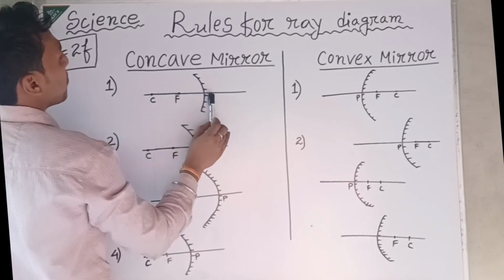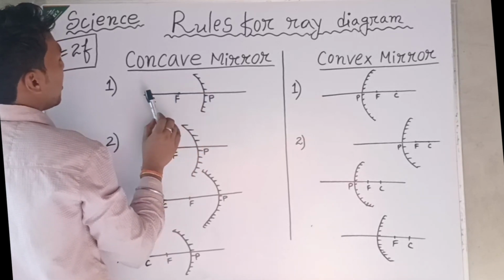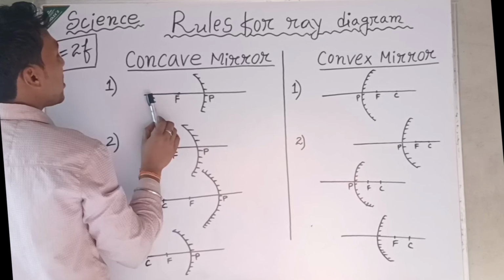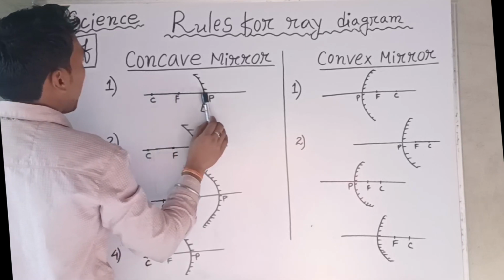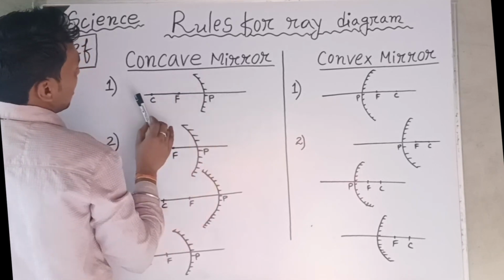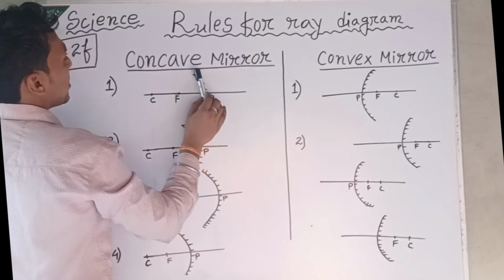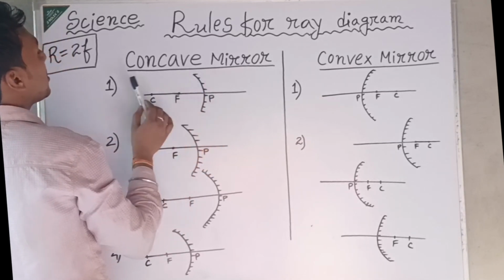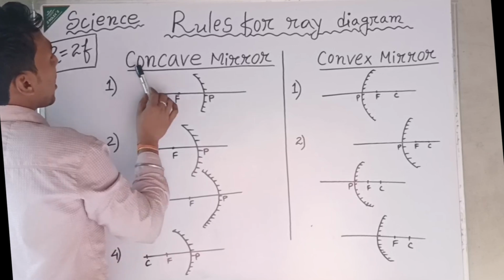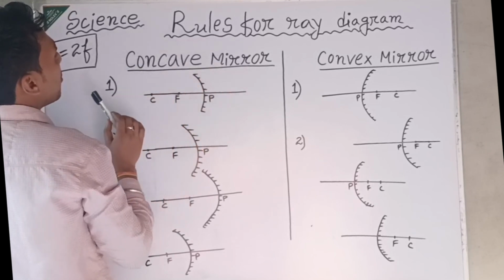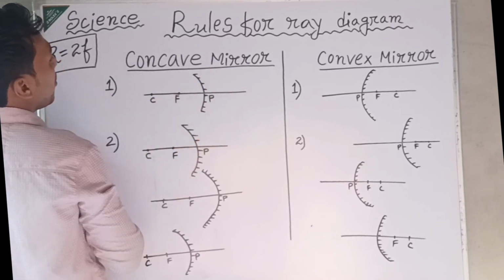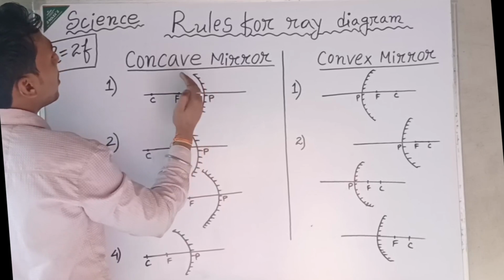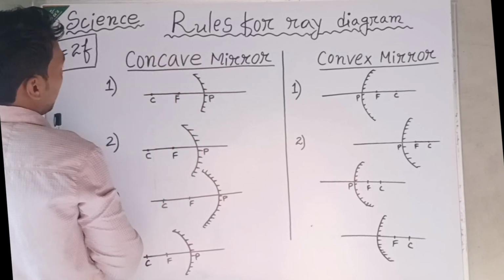Now, this point is called the pole, this is called the focus, this is called the radius of curvature or center of curvature, and this line is called the principal axis. The right side is the polished part and the left side of this mirror is the reflecting surface. A concave mirror means a mirror whose reflecting surface is curved inward. Now this reflecting surface is curved inward, which means this is a concave mirror.